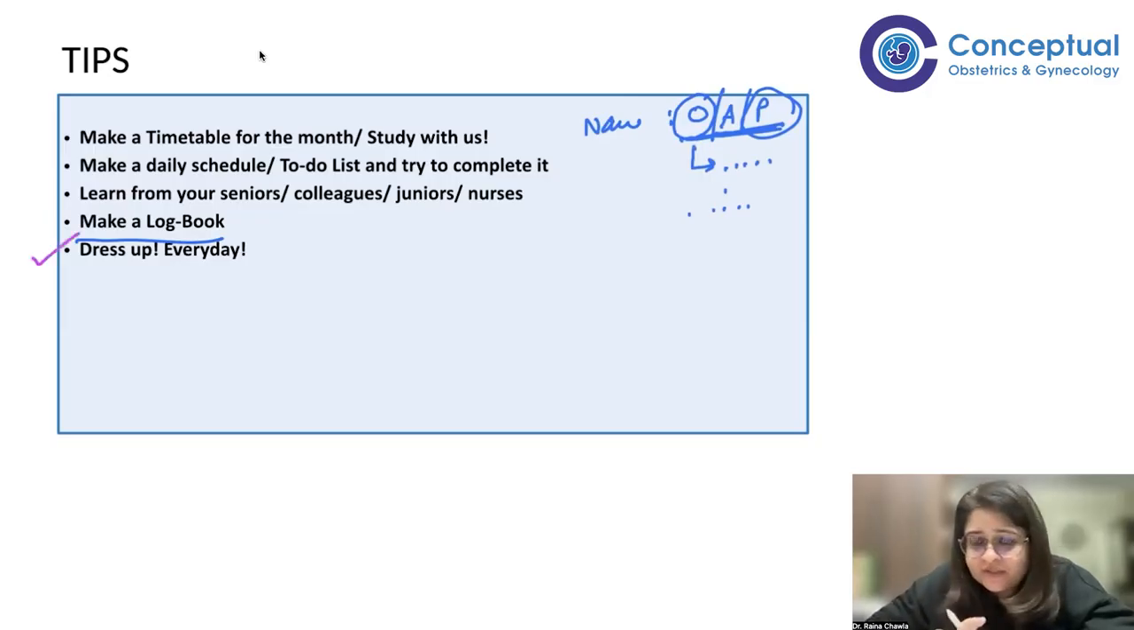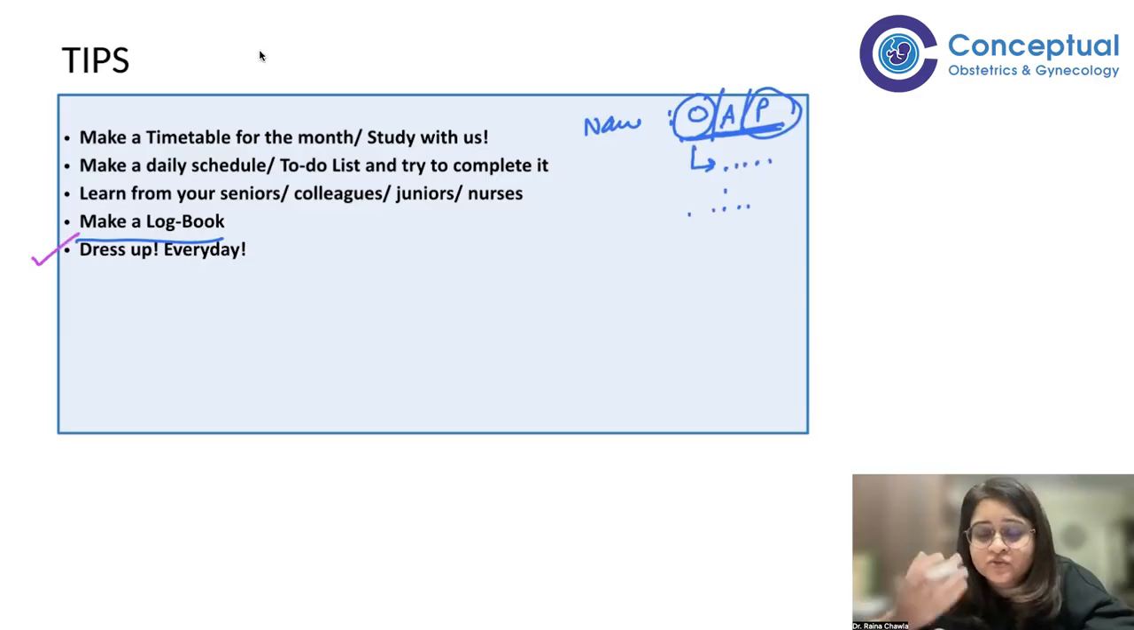Don't go looking like, what's the right English word? Just dress up nicely every day. It hardly takes 5 to 10 minutes. Wear something nice every day. If you're a girl, put a bit of makeup, have a smile on your face, get your hair done every once in a while, go to the salon once in a while, take time out, and dress up every day.